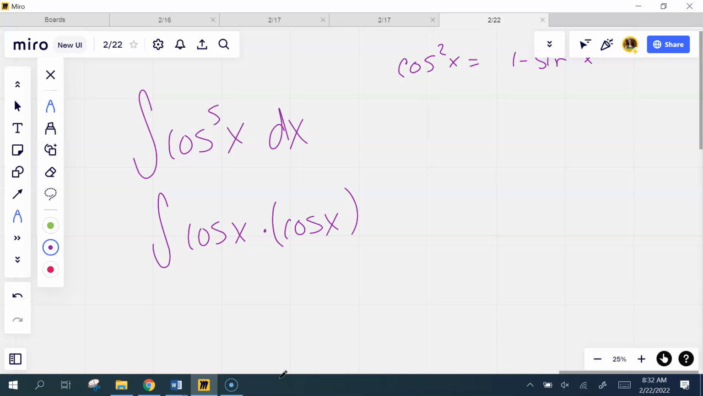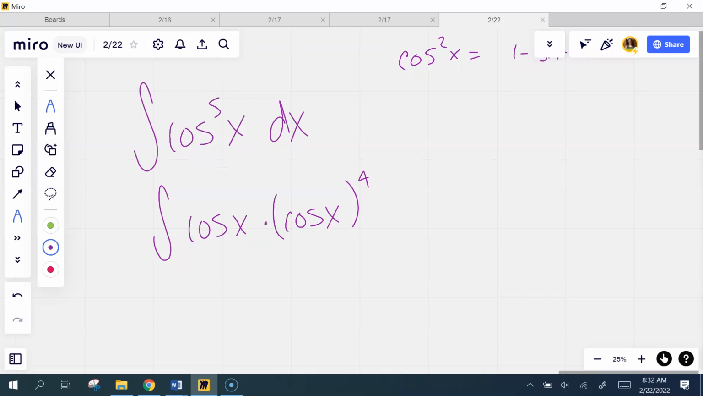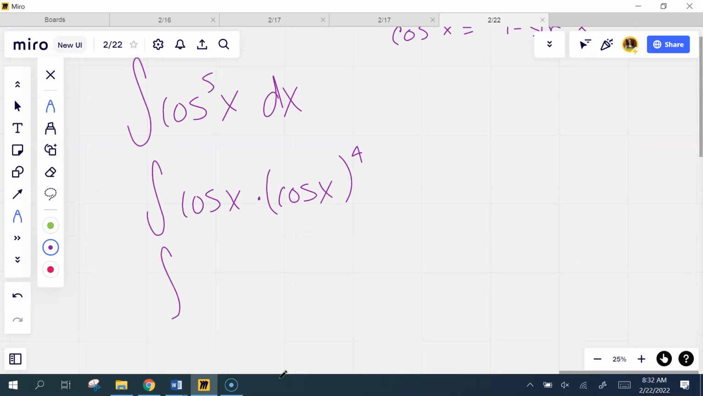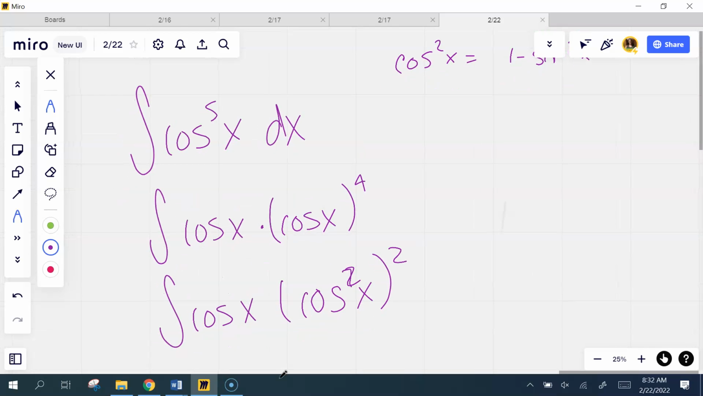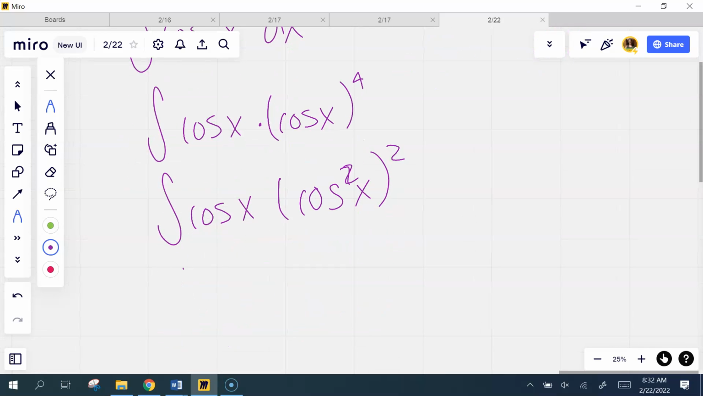Not plus. So now I could do cosine x times, I changed this. This is one you just had to play with to get. I can't give you a step-by-step on how to exactly do this. But cosine squared, I did go ahead and change to see what happened. 1 minus sine squared x squared.